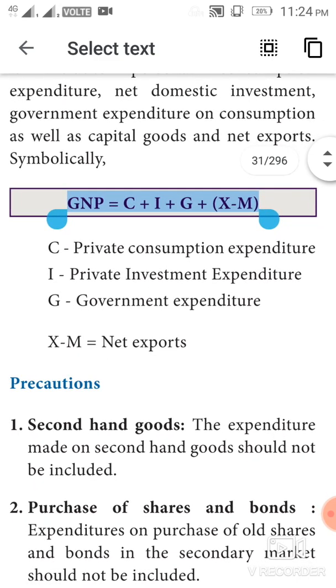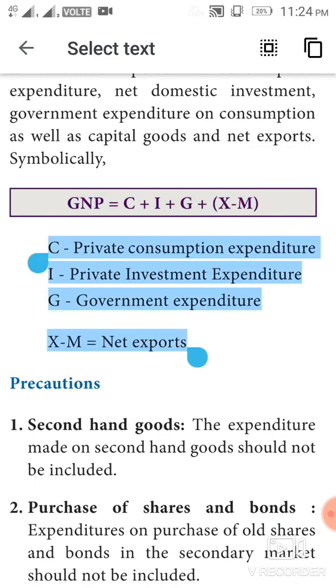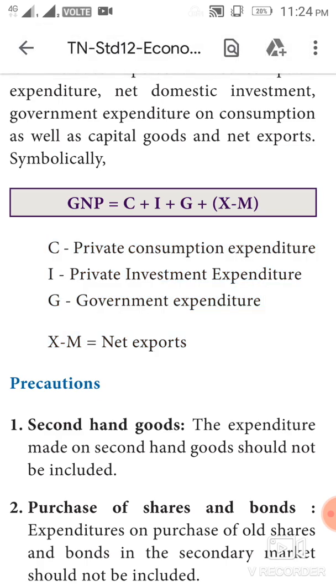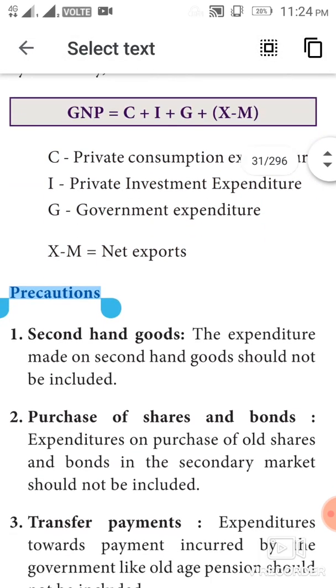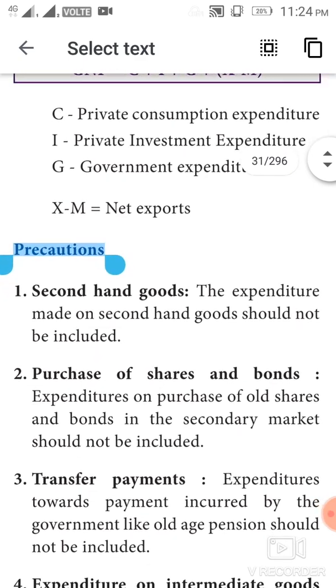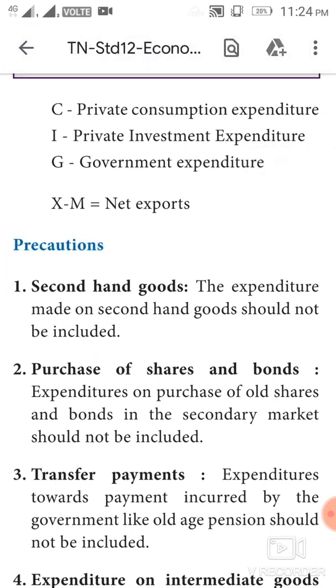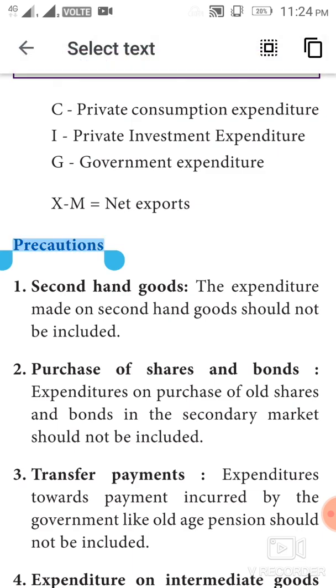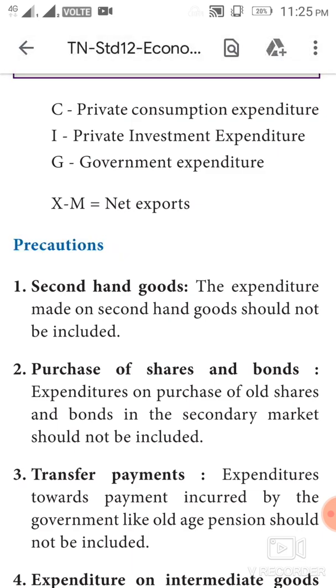Here C refers to private consumption expenditure, I refers to private investment expenditure, G refers to government expenditure. X − M is equal to net exports. This is a book back 3 mark question: write a short note on expenditure method. Question number 31, mark it.